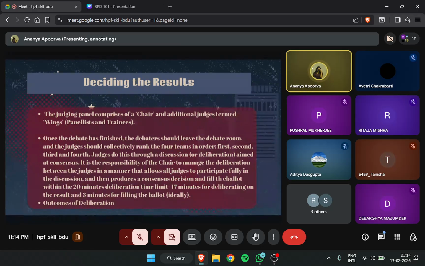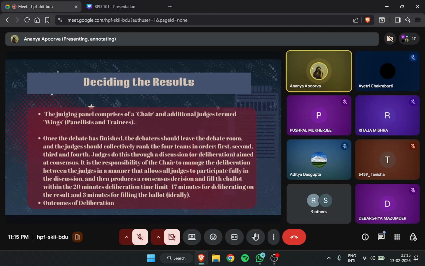Now, what does a judging panel look like? The judging panel will consist of one chair, who chairs the entire panel, and the additional judges termed as wings. Wings consist of panelists and trainees. I'll be coming to the difference between panelists and trainees later.